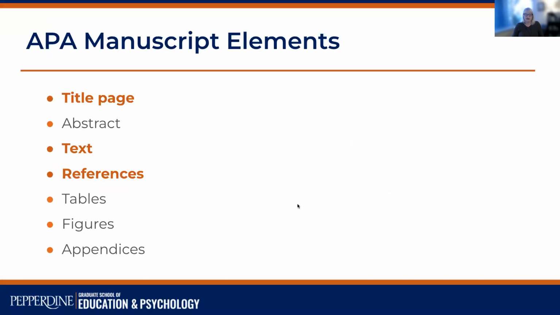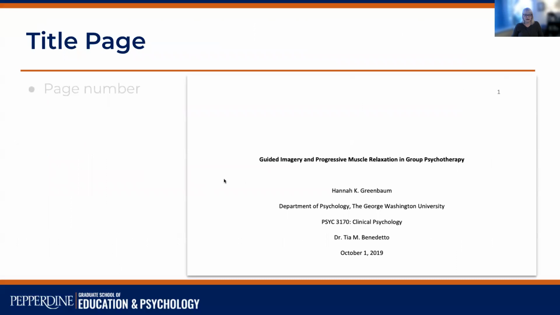So I'd like to go on now and talk about the manuscript elements that are required for APA documents. These are all of the manuscript elements within APA, but typically for student papers, you only need the title page, text, and references. So I'll just go through some of those requirements in the next few slides.